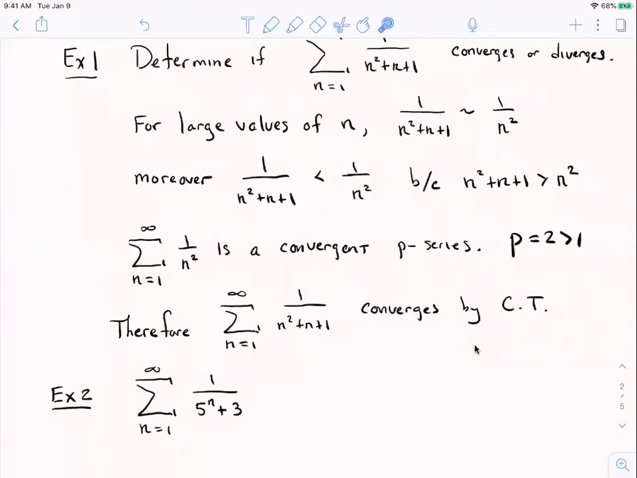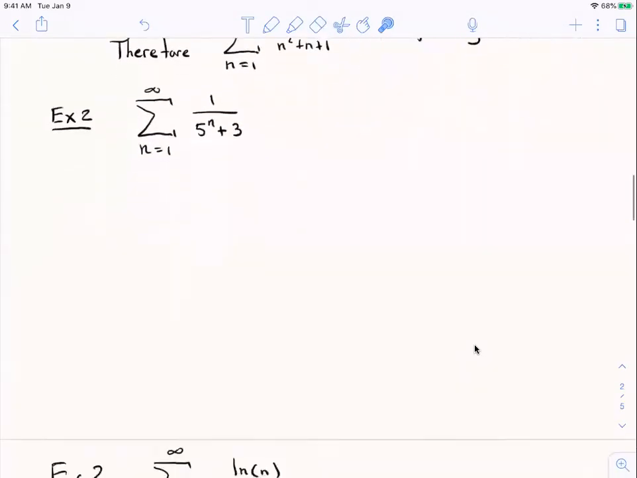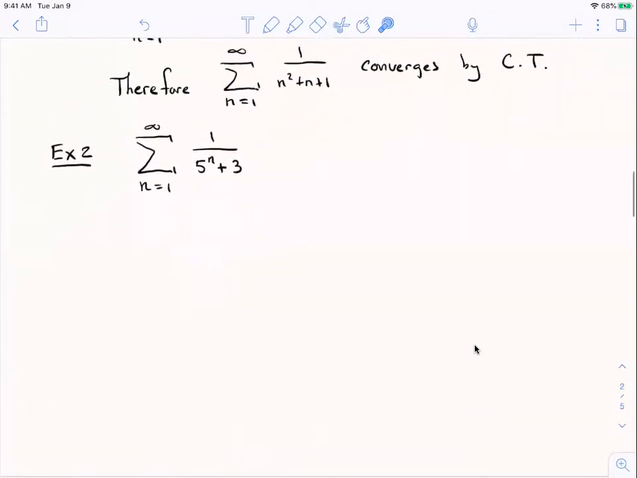Let's try it on this one. Maybe you want to stop this video for a second and think about this yourself. In particular, do you have some intuition of whether this series converges or diverges? What are its terms like? Let's try that for large n.